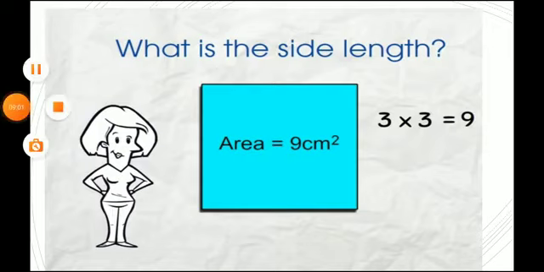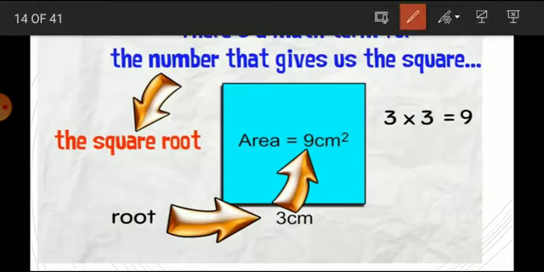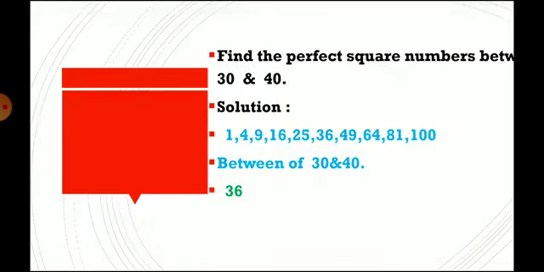Using these kinds of numbers, we can develop math tricks. See, there is a math term for the number that gives us the square: the square root. The square root of 9 centimeters square is 3 centimeters. So if we have the value of the area, we can get the value of the side. See the next one.